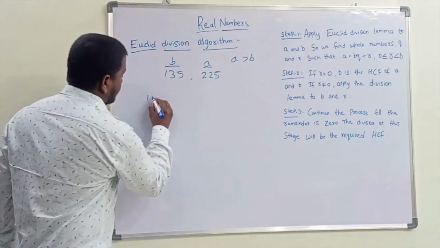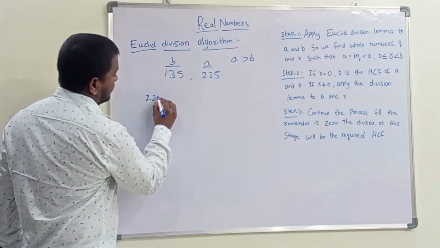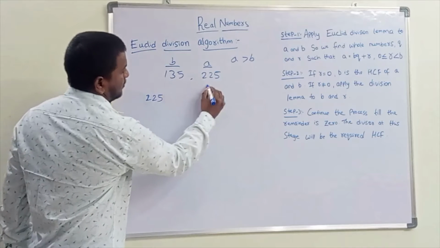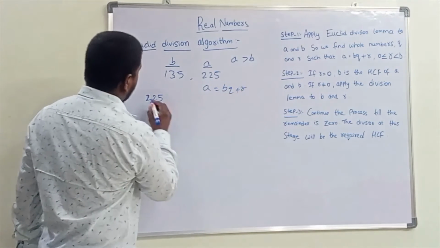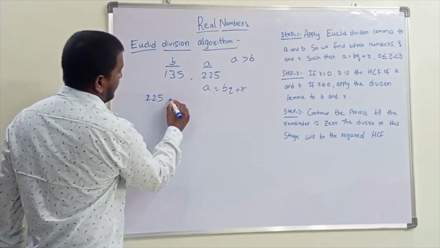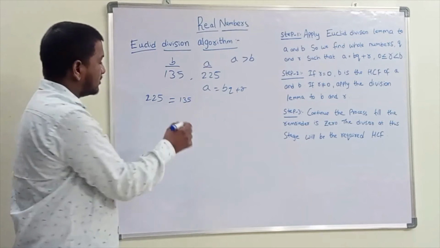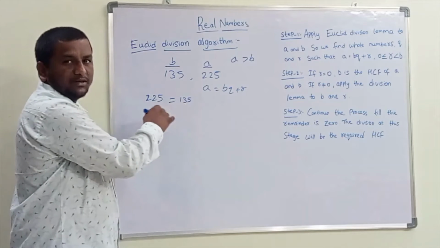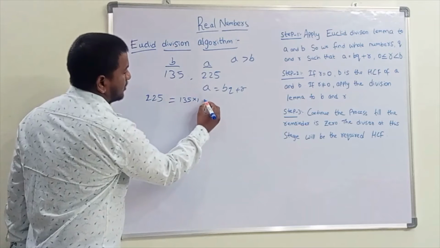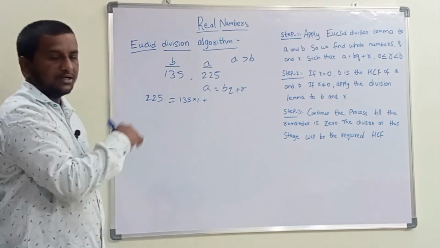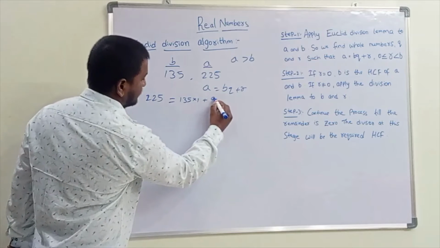So we can write Euclid's division as a equals bq plus r. Here a is 225 and b is 135. 135 twos are 270, but it should be less than 225, right? So it is only one time, 135 once. So what would be the remainder? 225 minus 135, it is 90.